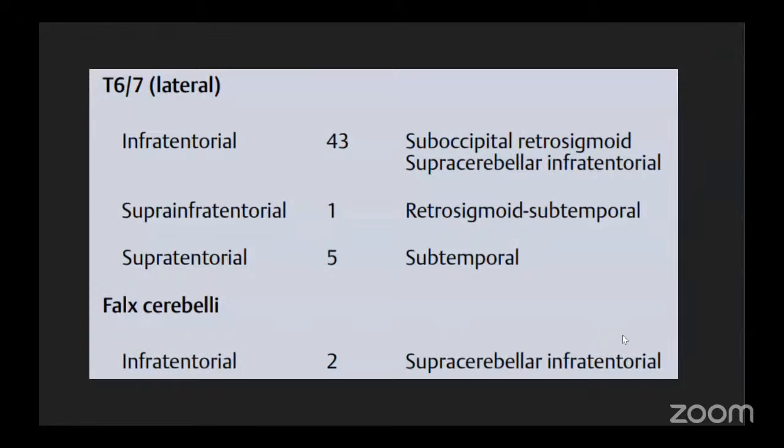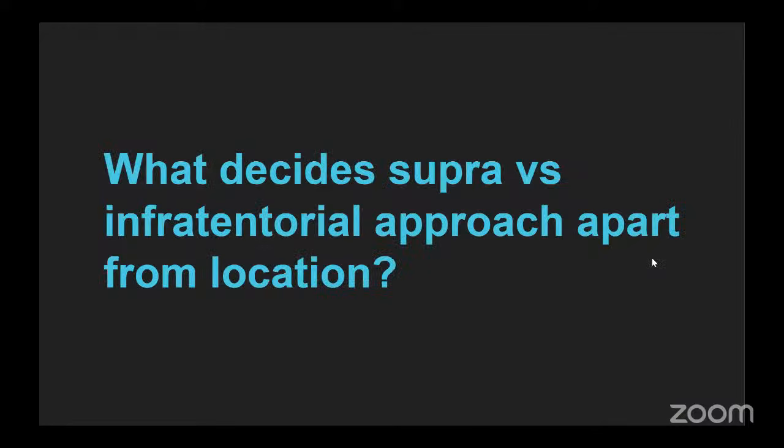T6, 7, lateral. We have already covered retrosigmoid, supracerebellar infratentorial, and subtemporal if it is above the tent. For falx cerebelli, supracerebellar infratentorial is another approach. We have already discussed this.